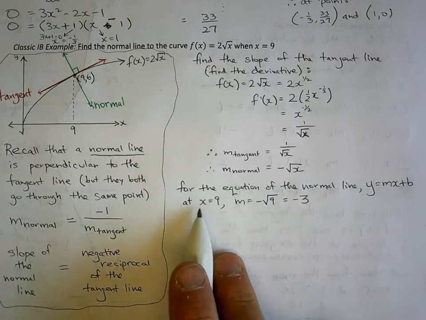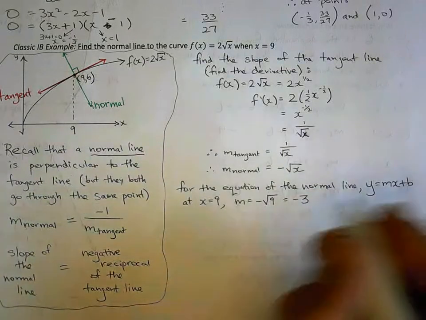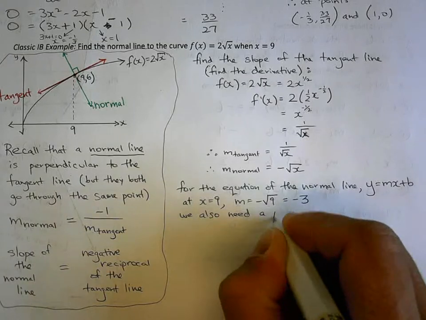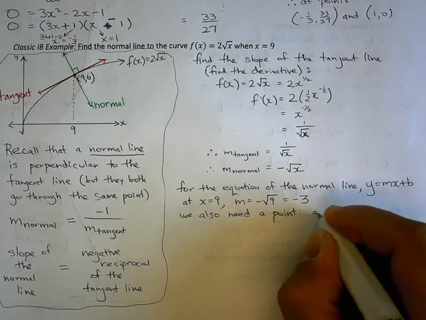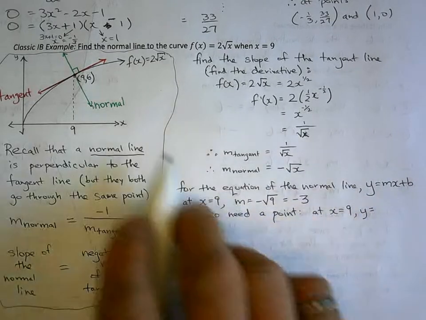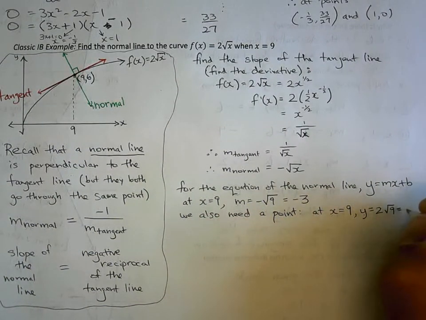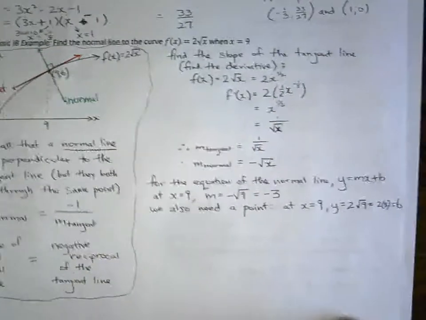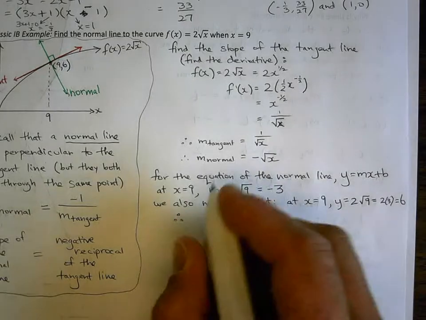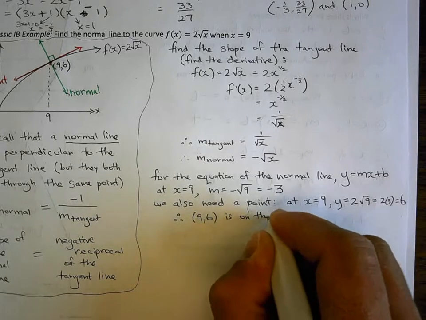So we found this slope. So we need a slope. We also need a point. At x equals 9, y is equal to, and that's what we did over here. We subbed it into the original equation: 2 root 9, which is 2 times 3, which is 6. So therefore (9, 6) is on the normal line.